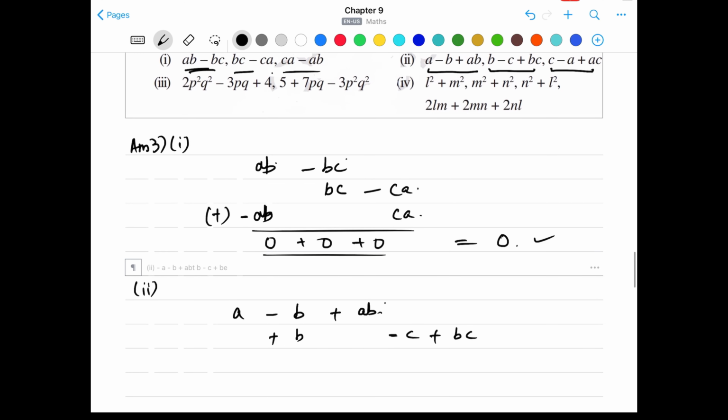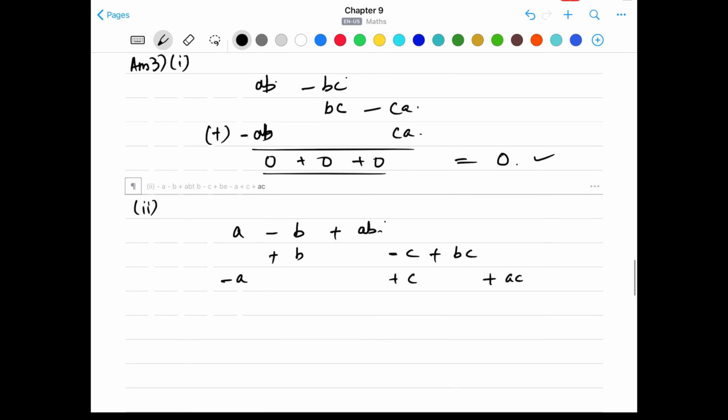Now let's come to the third expression. We have C minus A plus AC. This plus C will be written below the plus C. Then we have minus A, which will be written here, and AC will be written at the last. Now draw this line.